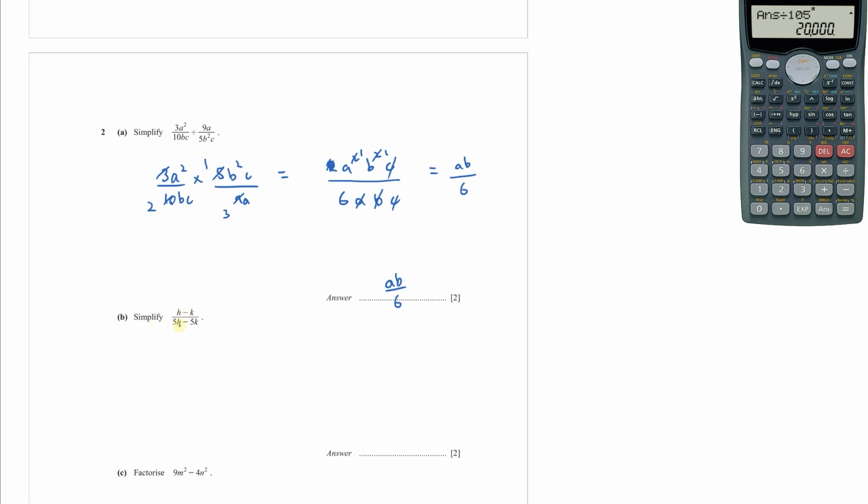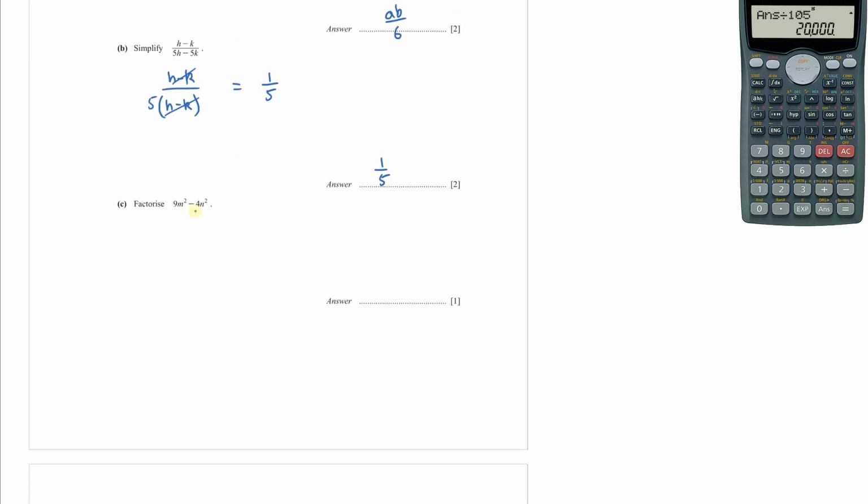Part C is h minus k over 5h minus 5k. So I can take 5 common in the denominator. So this will be 5 into h minus k. And these will just cancel out, leaving behind 1 over 5. So this will be 1 over 5.